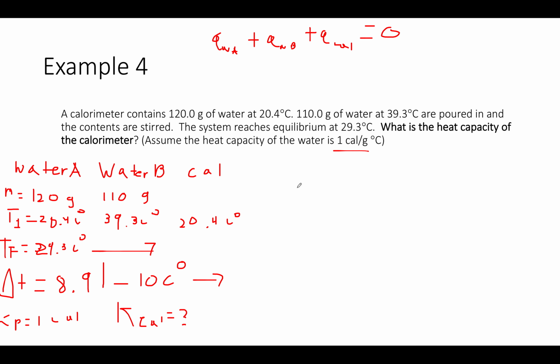So let's find the heat of water A first. The heat of water A would equal mass times specific heat times delta T. Mass of water A, 120 grams. Specific heat, 1 calorie. Delta T of water A, 8.9. Heat equals 1,068 joules. So that's water A.